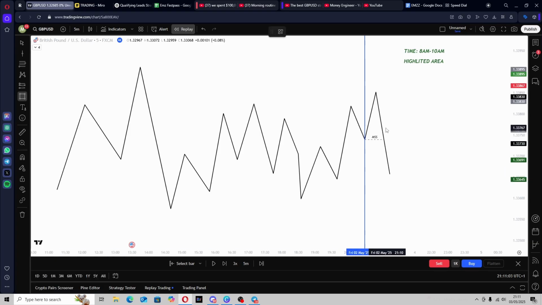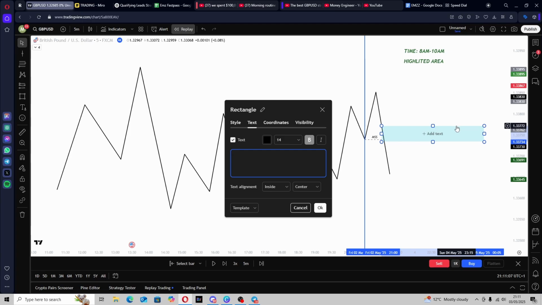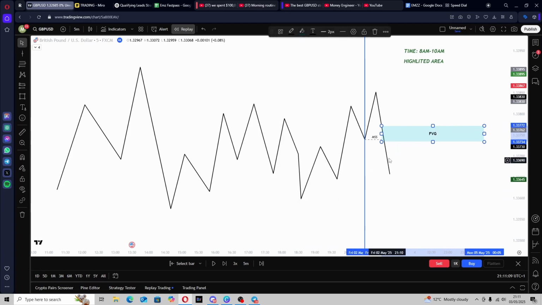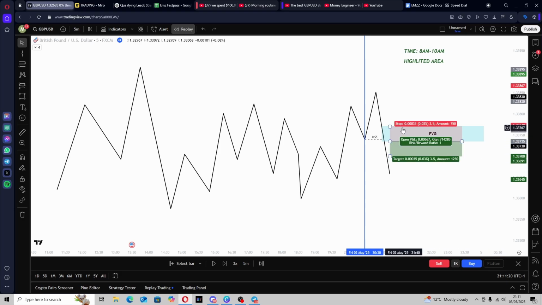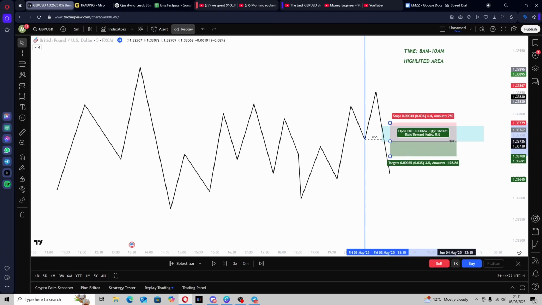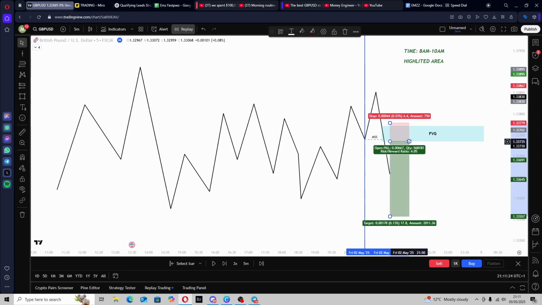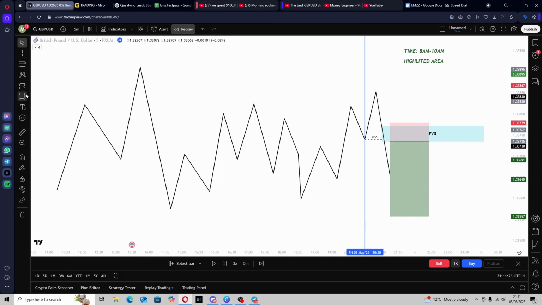As soon as it gives you that area, all you've got to do from then on is mark it out as your fair value gap, because that is the fair value gap. It would have been taking out the fractional lows or fractional highs. As soon as it's done that, all you've got to do from here on out is enter your position, right? So I would enter my position right here, placing a sell limit, placing my stop loss just above the highlighted area, placing my take profit as a 1 to 4 or a 1 to 3 risk to reward ratio.